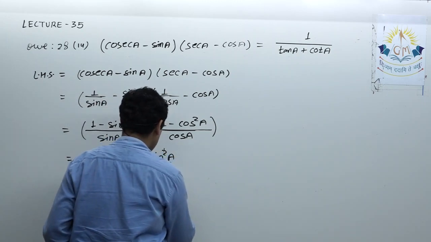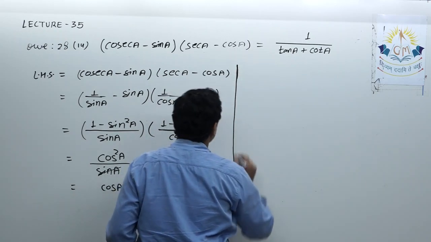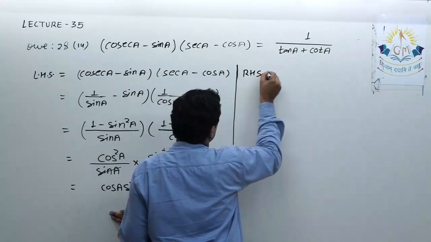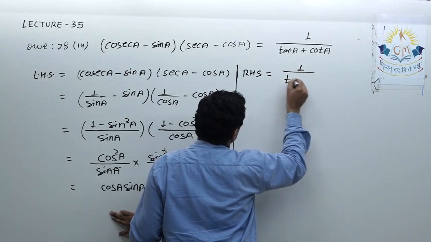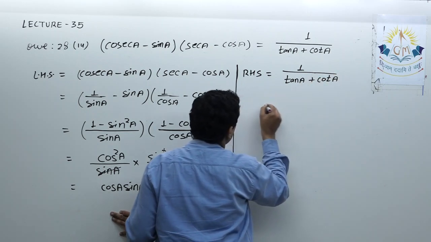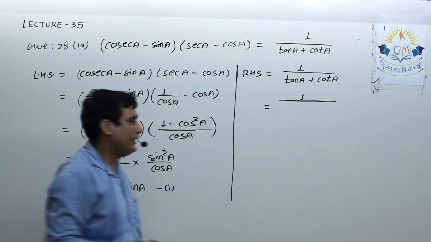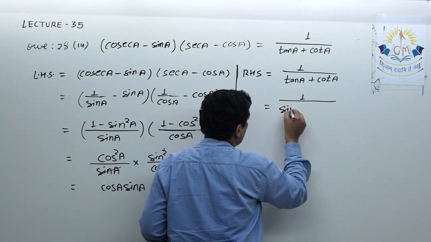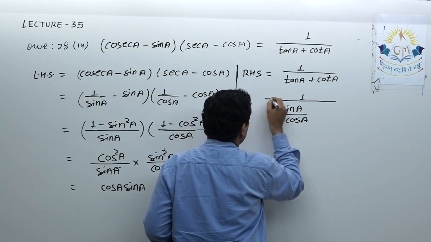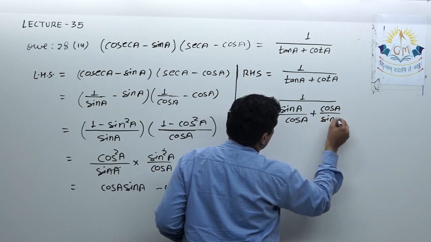So now we'll solve the RHS. This is the first question that we are solving in this manner. So we simplified LHS up to a point, and now we start solving RHS. This is 1 upon tan A plus cot A. Here again I will convert the trigonometric ratios in the form of sine and cos. So tan A can be written as sine A upon cos A, plus cot A can be written as cos A upon sine A.